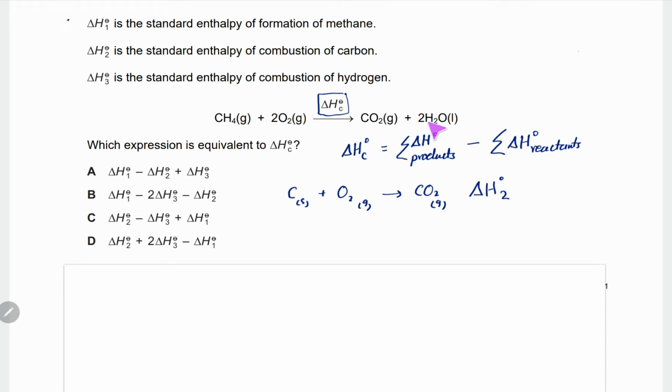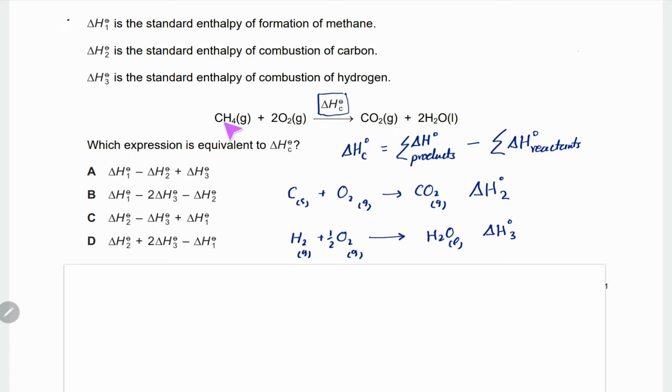The next species present in the products is water. And we are given a clue, the standard enthalpy of combustion of hydrogen, that is delta H naught 3. When hydrogen is reacted with oxygen, producing water in liquid form, oxygen is gas, hydrogen is gas, and we will need half oxygen. Here, the enthalpy of this reaction is given as delta H naught 3 according to the question. So these two were the enthalpies for the products.